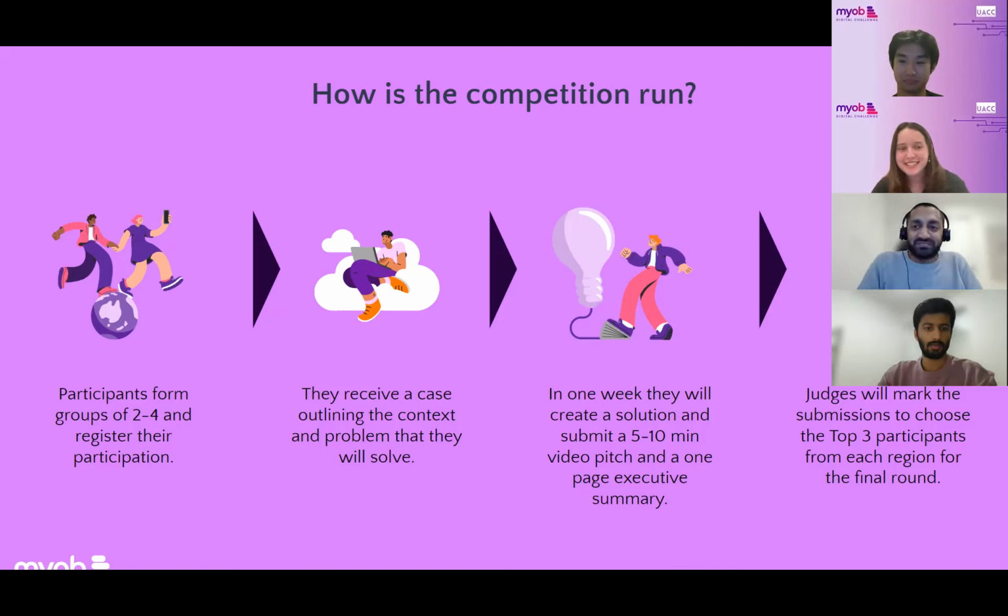Then to be considered for the final, teams need to create a submission. This includes a 5 to 10 minute video pitch and a 1-page executive summary about the team solution. This 1-page executive summary should really only be a page, so don't overthink it, and it should just quickly summarize at a snapshot what your solution is and how you've solved a problem in one of the key workflows Shailin was talking about. Finally, the judges will mark the submissions and choose the top 3 from each region to move forward to the final. And the final will be held virtually on Zoom, so super easy.